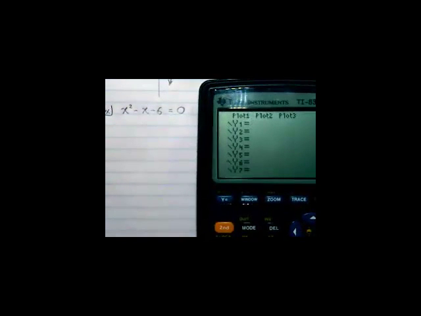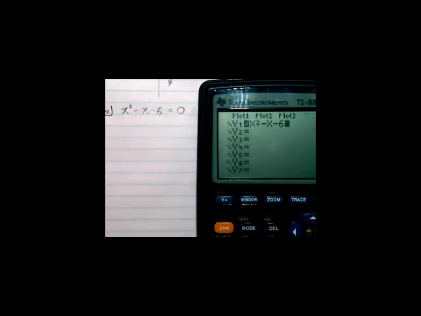All right, so everybody knows how to get here, right? Okay, then let's just type that in. X squared minus x minus 6. And before you hit graph, your window might be something different from the last time that you used it, okay?